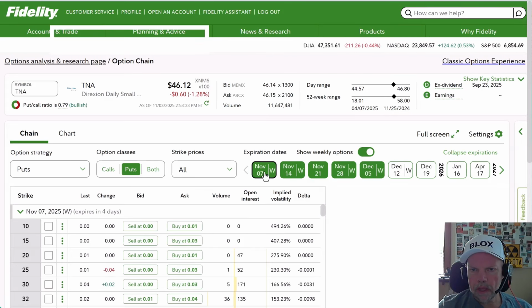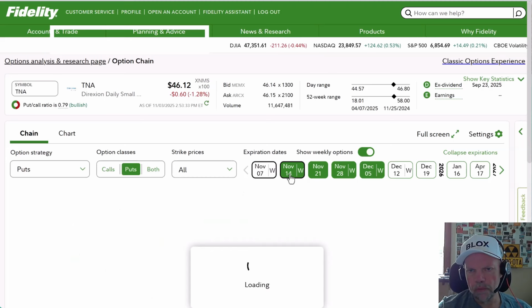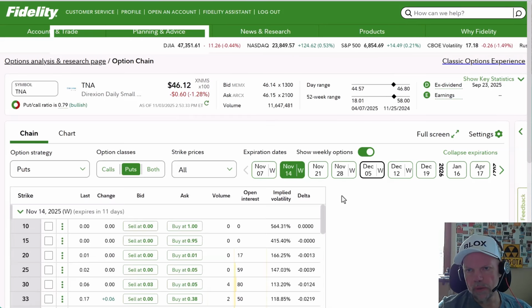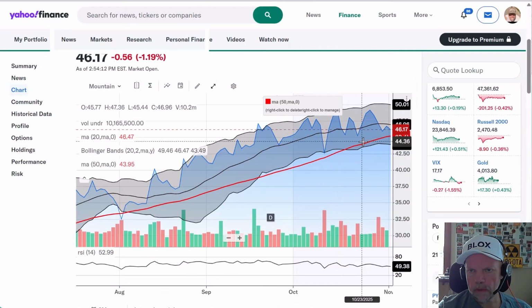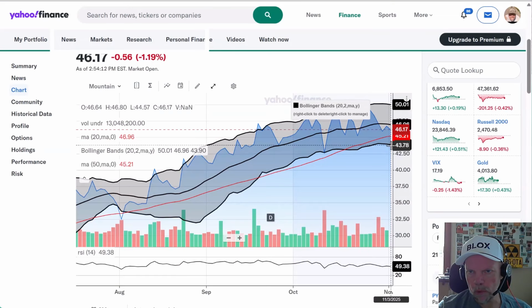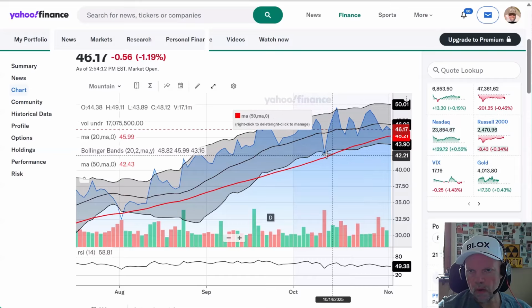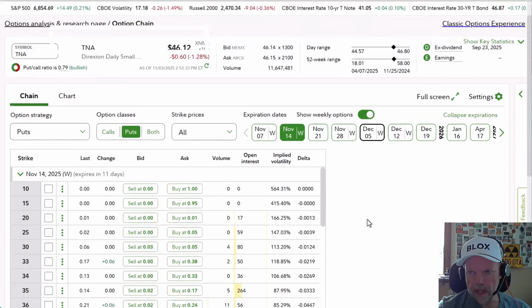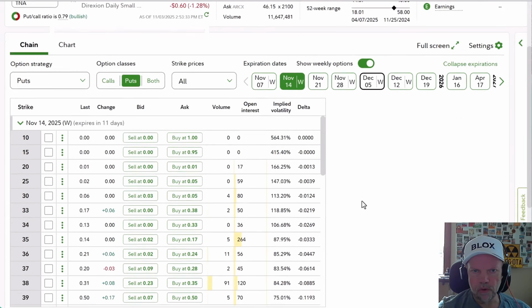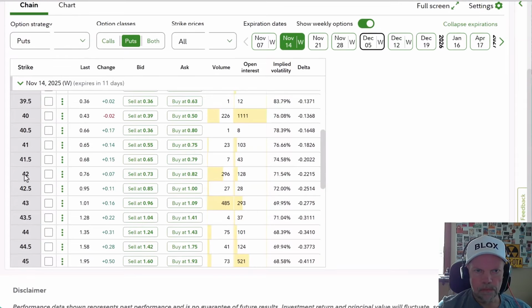And today is November 3rd. I want to go out probably to the 14th, and I'm going to hide these ones here. I just want to look at the 14th. So I was looking at maybe the bottom of the Bollinger Band, like at 43, or here it dipped down to 42 and a half. So let's start out by looking at around 42 or 43. The strike price is over here. That's what I'm talking about.